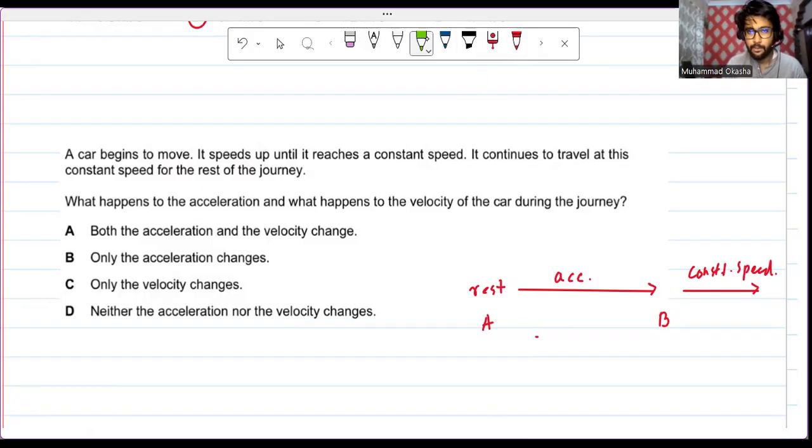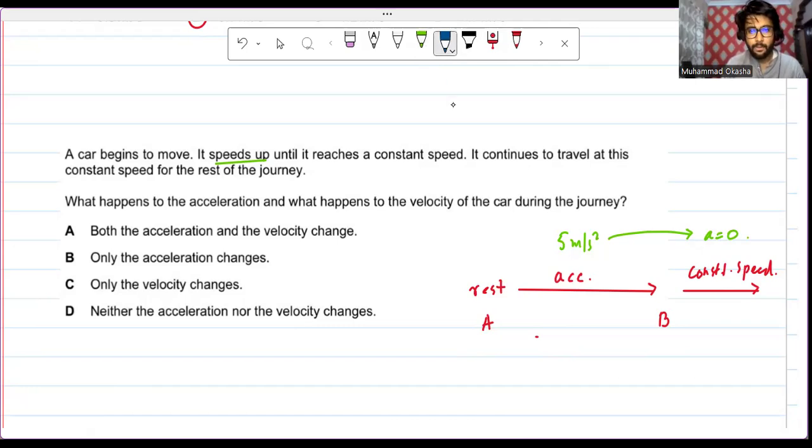Acceleration had a certain value. Initially the acceleration was, let's say, 5 meter per second squared because the car did accelerate. When it says speeds up, it means the car accelerates. And when the speed is constant, the acceleration is equal to 0. So yes, acceleration did change from a certain value to 0. So the acceleration changes, yes.